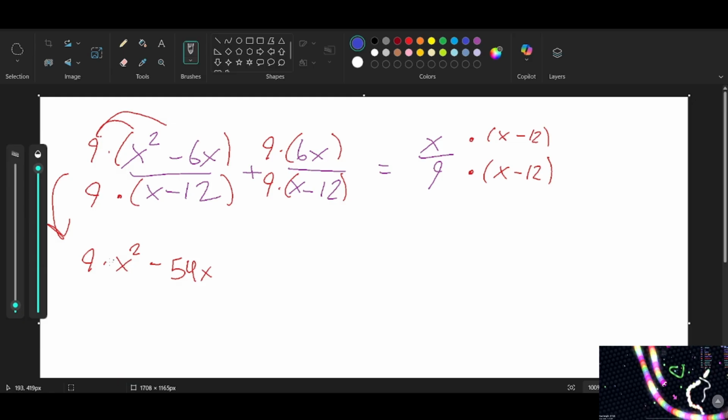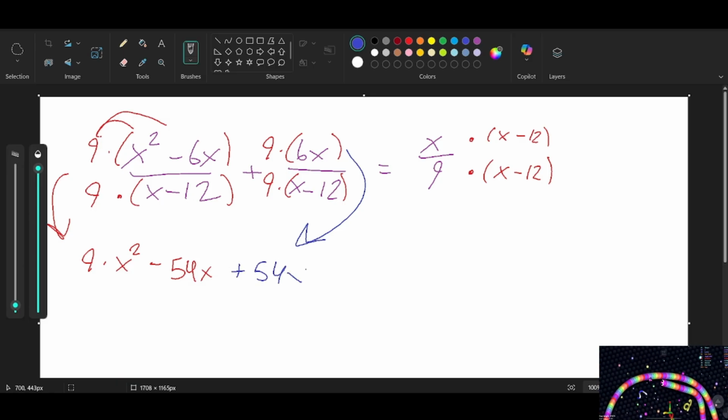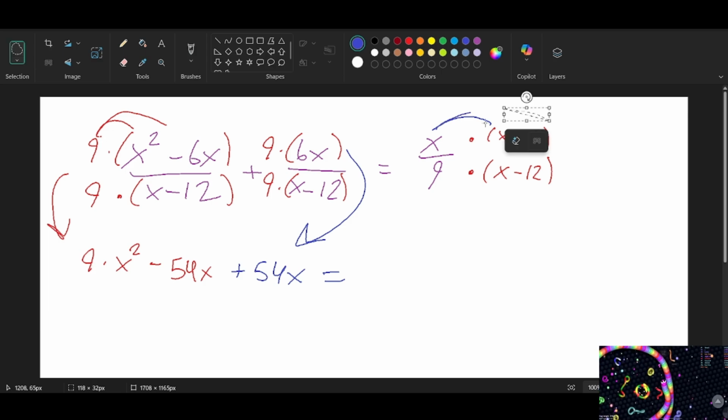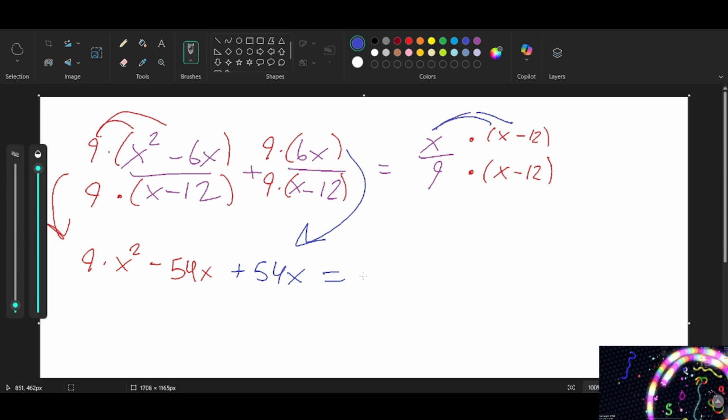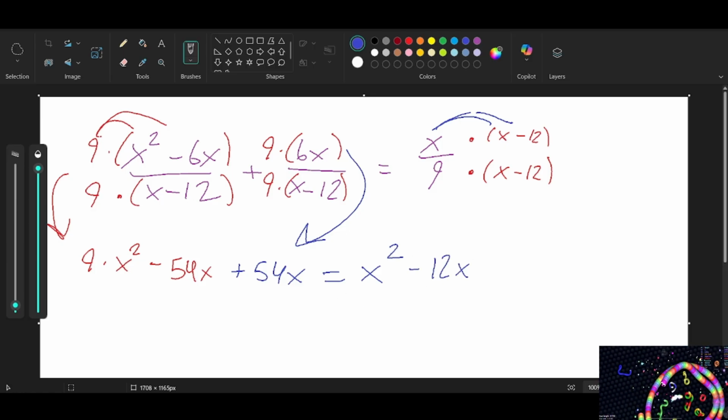So I have 9 times x squared minus 54x, and then this gives me plus 54x, because 9 times 6 is 54. And then that's still equal to what's on the right, which I've got x times x and x times negative 12. So I got x times x is x squared, minus 12 times x, I get minus 12x.